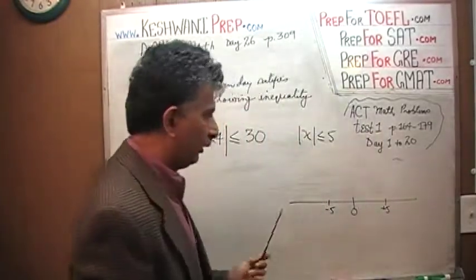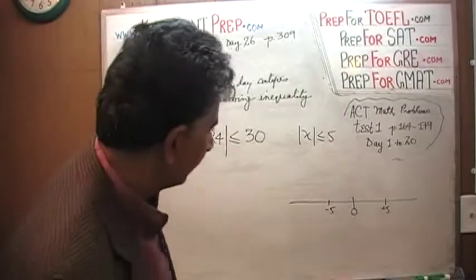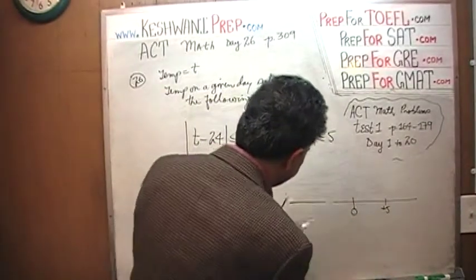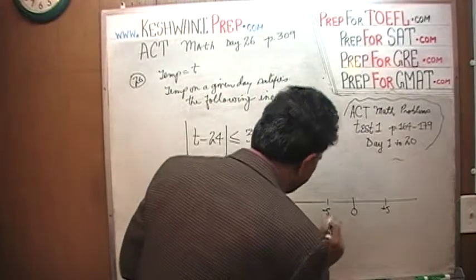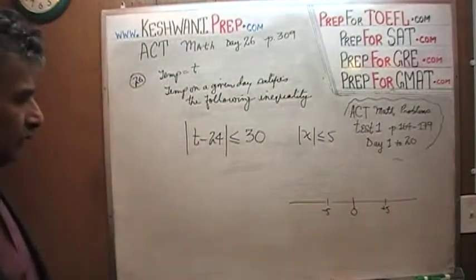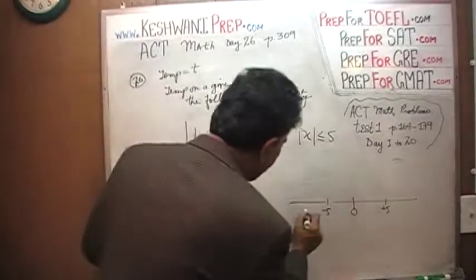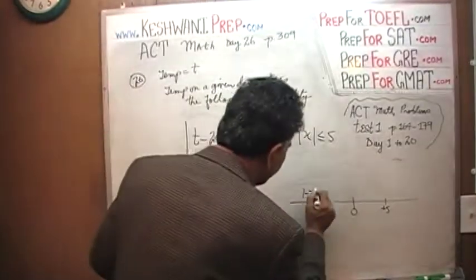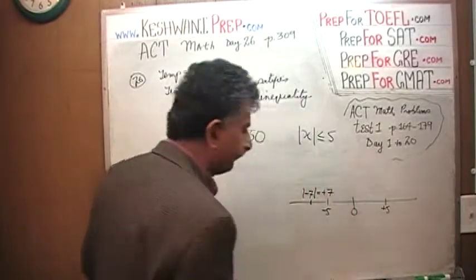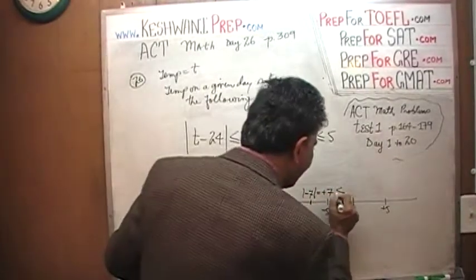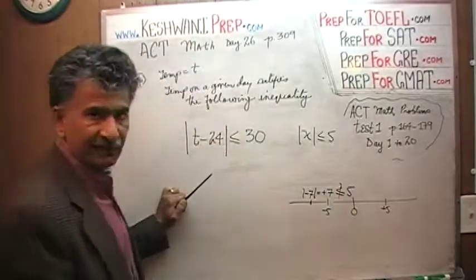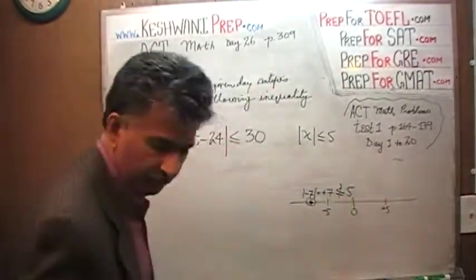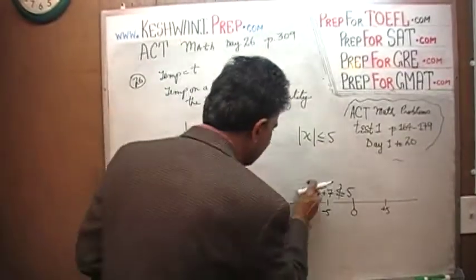Let me erase the negative 5 because negative 5 is too close to 0. It doesn't have to be accurate, but you have to be reasonable. Ask yourself, what happens if x happens to be negative 7? Absolute value of negative 7 is positive 7. And positive 7 is not less than or equal to 5. In other words, x cannot be here. I shouldn't have written it there because now it's too crowded.